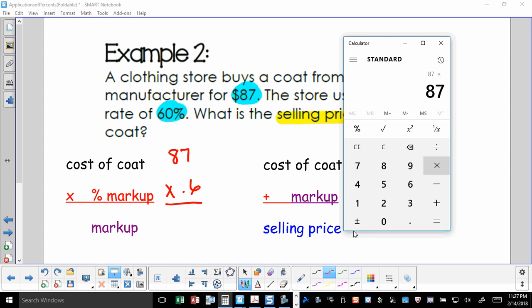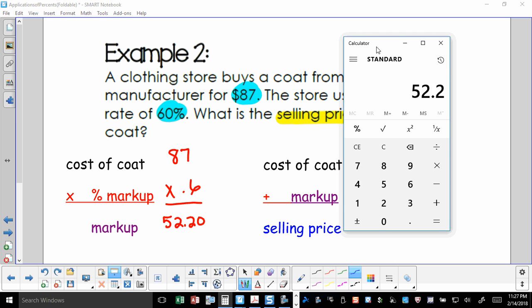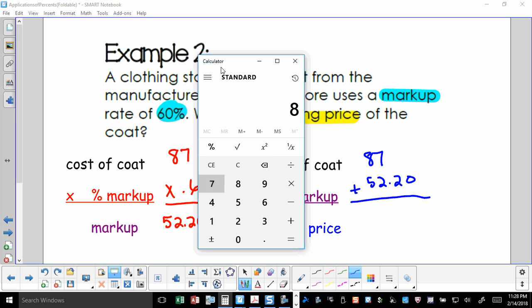So 87 times 0.6 is 52.20. We're dealing with money, so we're going to be doing two decimal places. 52.20 is our markup. So now to get the total selling price, we need the cost of the coat, which is $87, plus the markup of 52.20. And when we add those together, we'll get the selling price of $139.20.